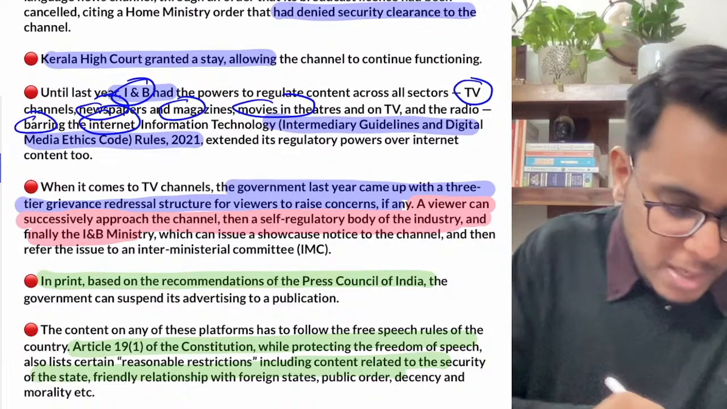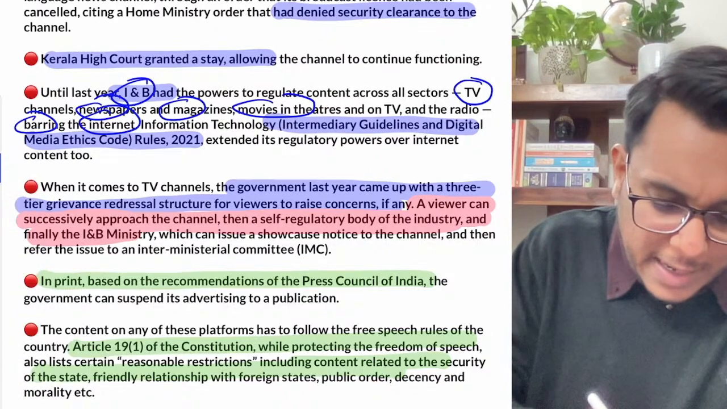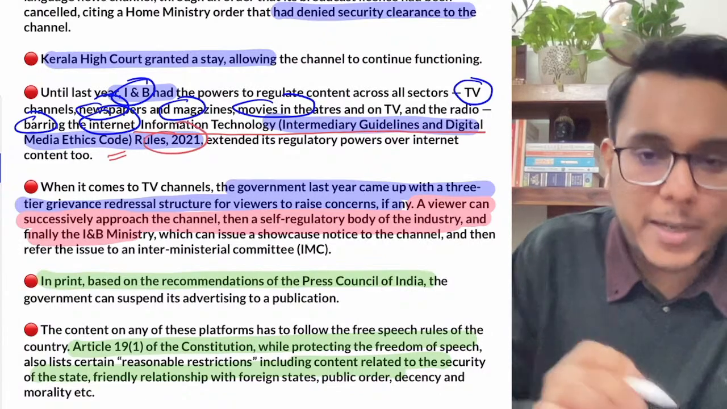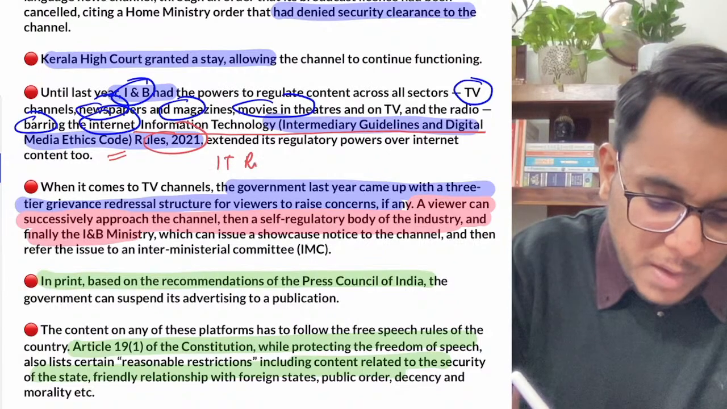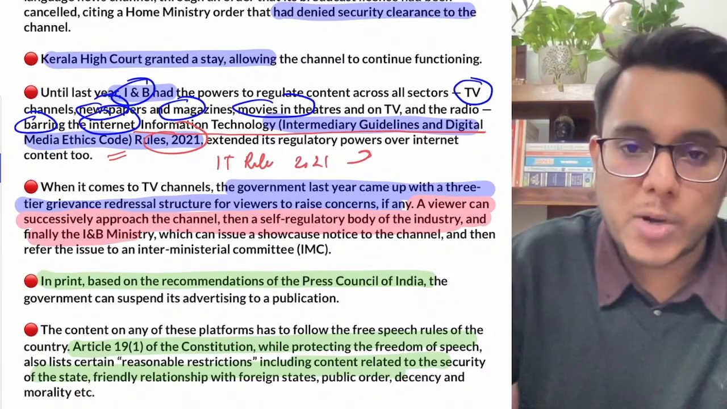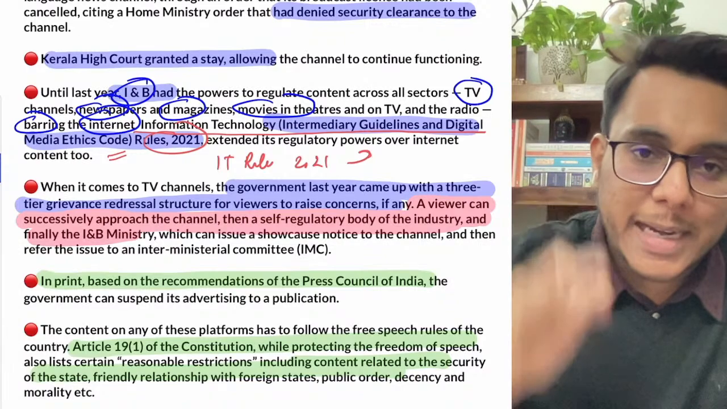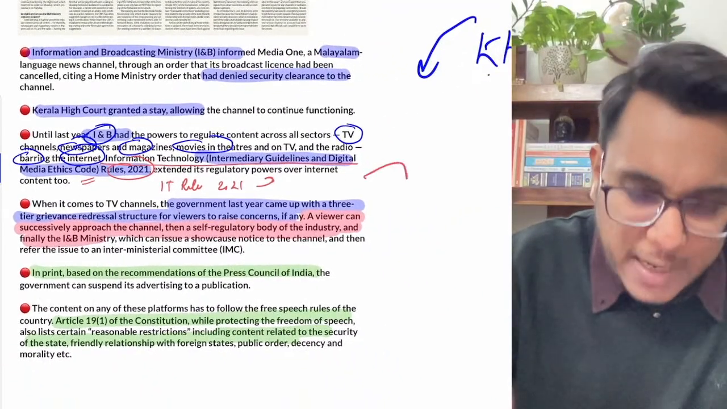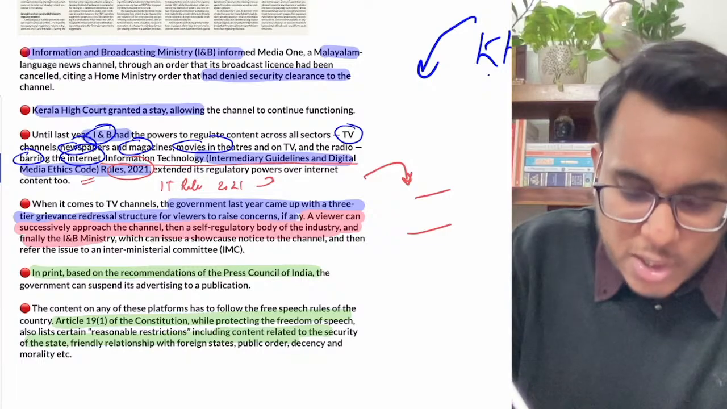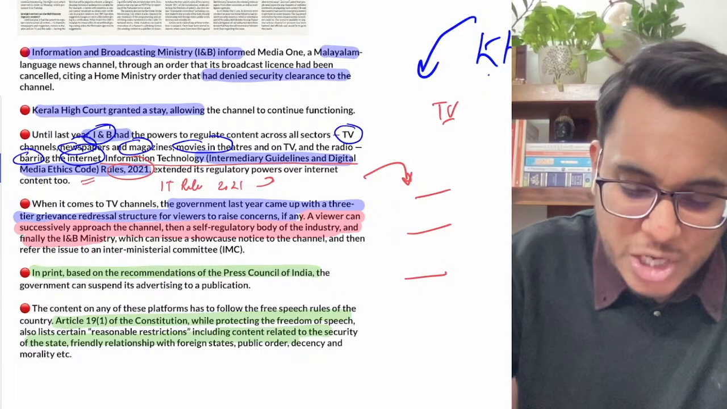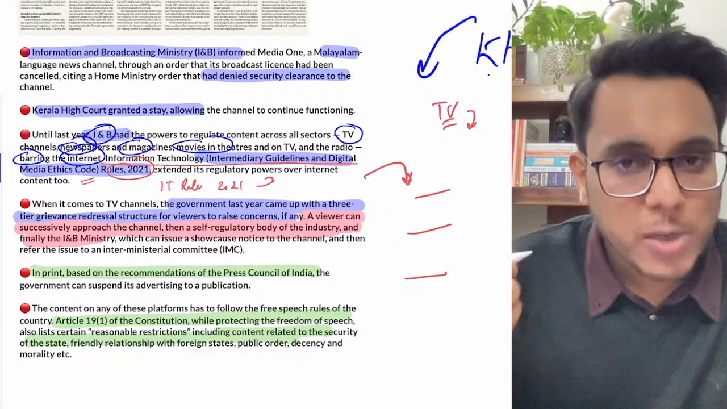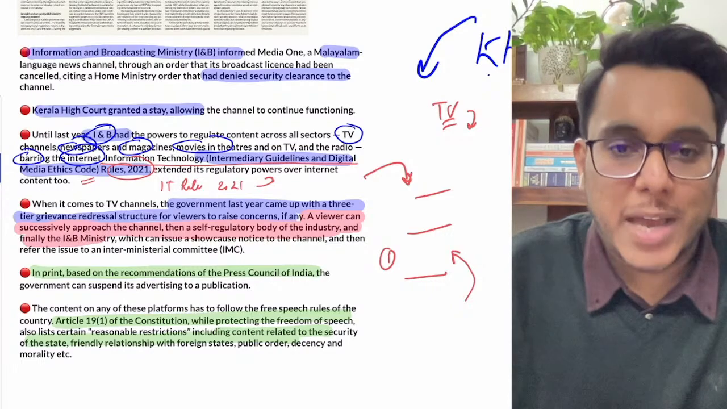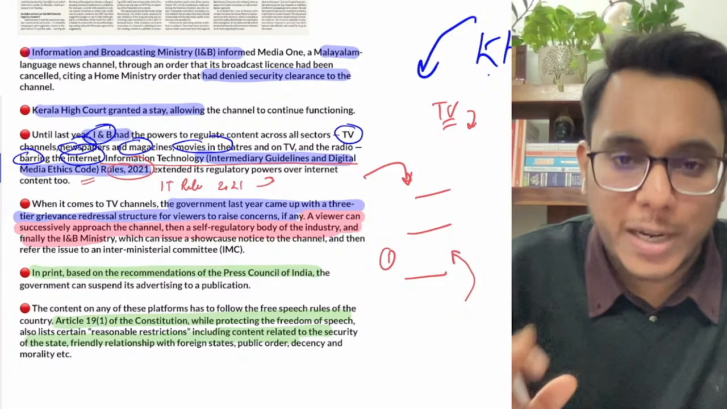But now with the coming of the Information Technology Intermediary Guidelines and Digital Media Ethics Code Rules 2021, or IT Rules 2021, which we have seen many times, the Information and Broadcasting Ministry has been given power on the internet also. Through these IT rules, a 3-tier structure has been created. Let's say a TV channel is airing a program. If the viewers have any problem, number one, they can approach that TV channel and say we have a problem with this program, you remove it.